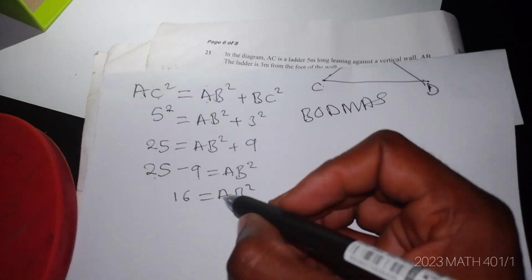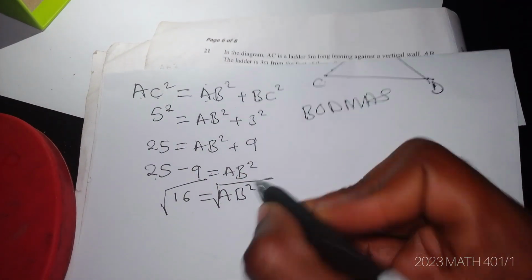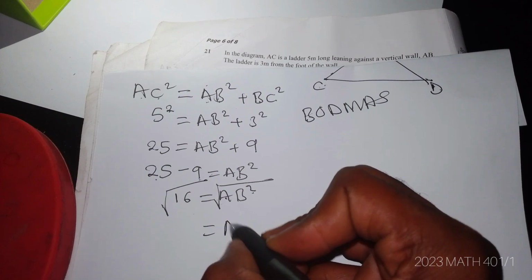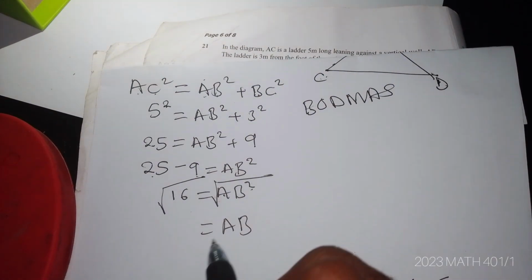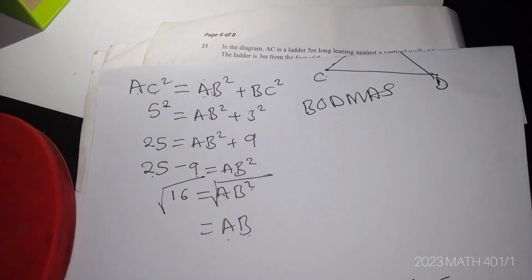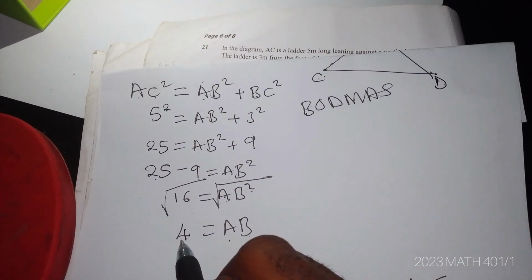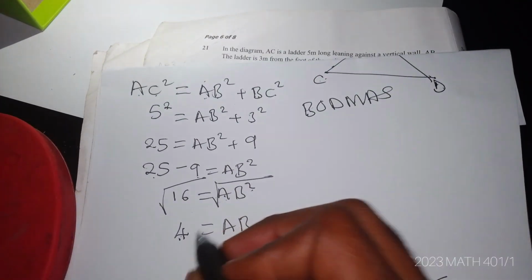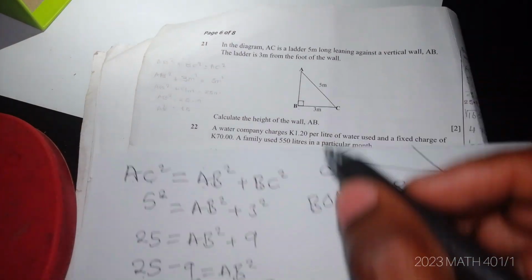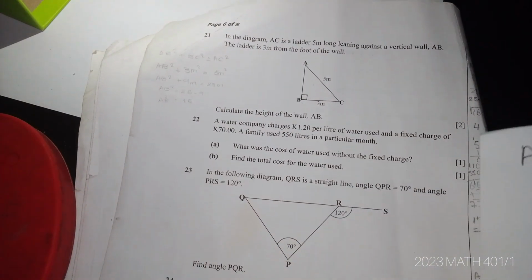Now at this point, you can introduce the square root to get rid of the squares. The square root of AB squared will simply be AB, because AB times AB is AB squared. Then the square root of 16 will be 4, because 4 multiplied by 4 is 16. Remember, this is distance in meters, so this will be 4 meters, and you're done. And then we proceed to question 22.